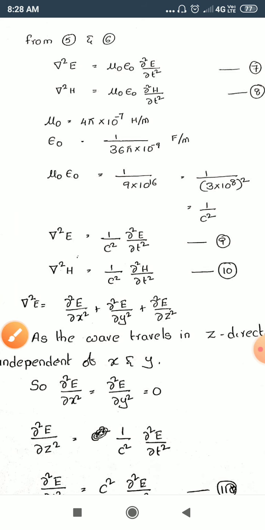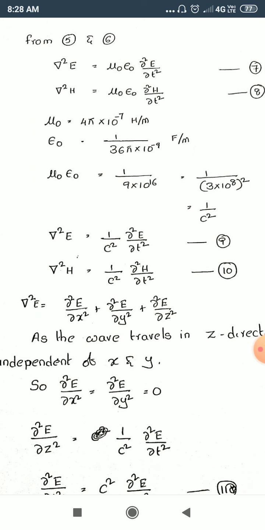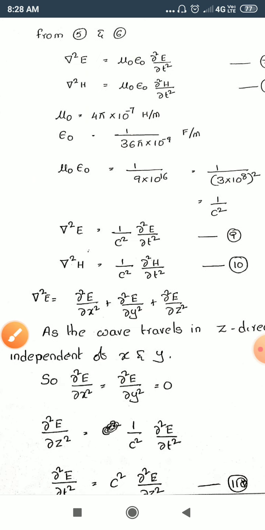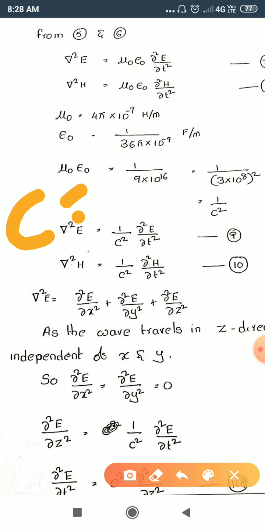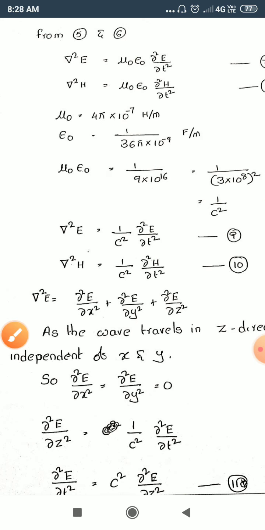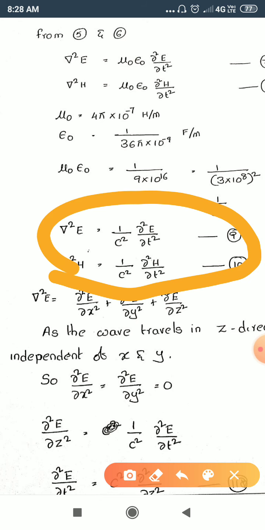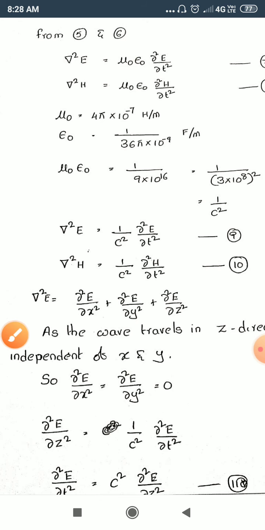So from this, we already know what mu naught and epsilon naught are. By calculating mu naught and epsilon naught, finally the value is 1 by c square. Otherwise we can also say the velocity of light c equal to 1 by root of mu naught epsilon naught. Now, simply in the place of mu naught and epsilon naught, we kept this 1 by c square and the equations are made as 9 and 10.